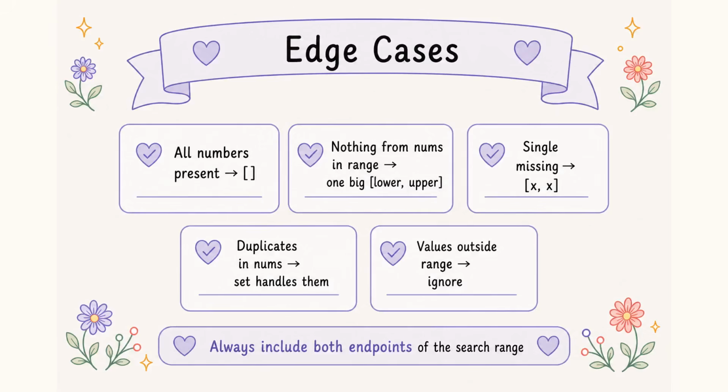Edge cases. If every number in the range is present, return empty. If no nums fall in the range, return one big range, lower to upper. A single missing number becomes x to x. Duplicates are handled by the set. Values outside the range are ignored. Always think carefully about both endpoints, lower and upper.